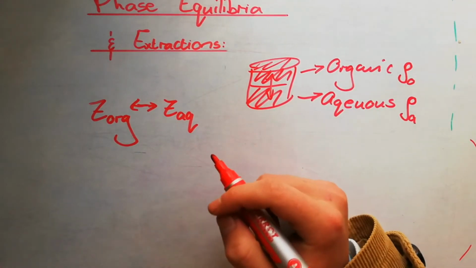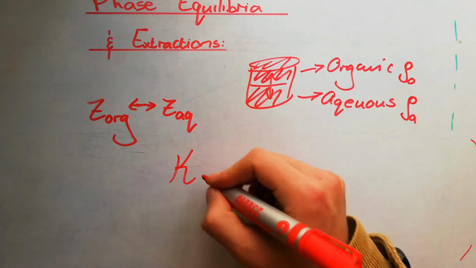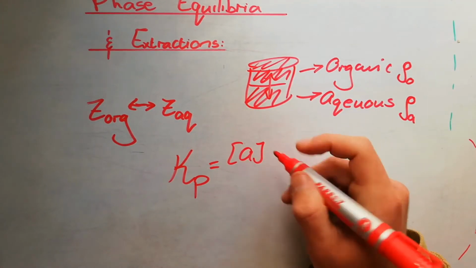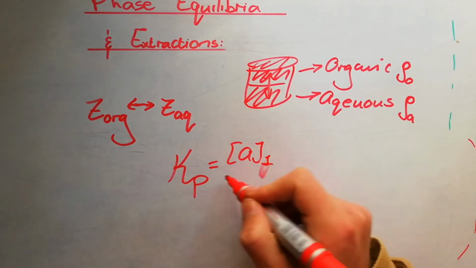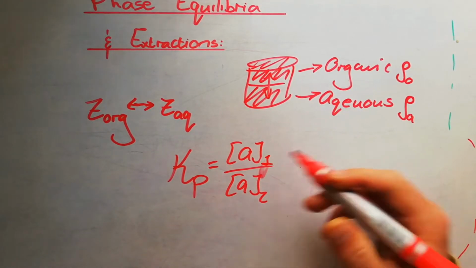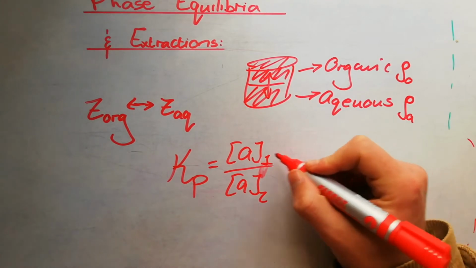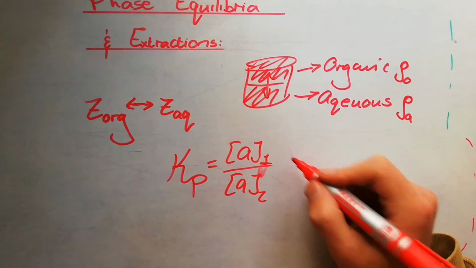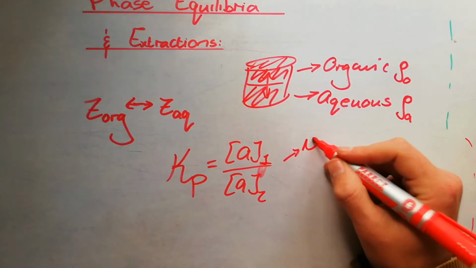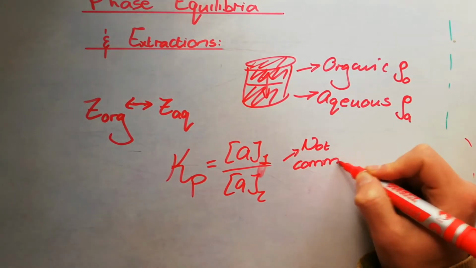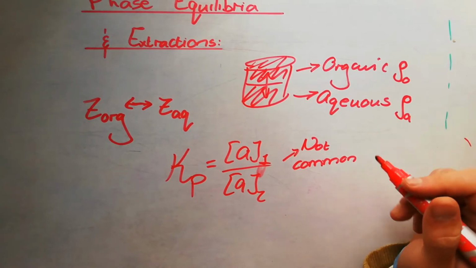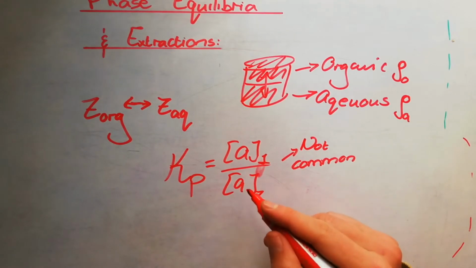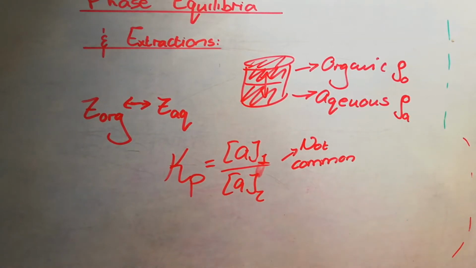What the partition coefficient says is, it's a fancy K partition: the activity of your organic phase, I'm going to call it 1, over the activity of your organic phase 2. That's your partition coefficient. This tells you how much is going into your organic phase and how much is going into your aqueous phase. But this is not common because activities differ for each compound, and it's really hard to get the activities. So we can simplify the partition coefficient to something a bit different.